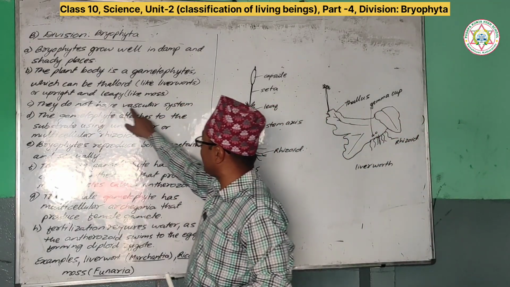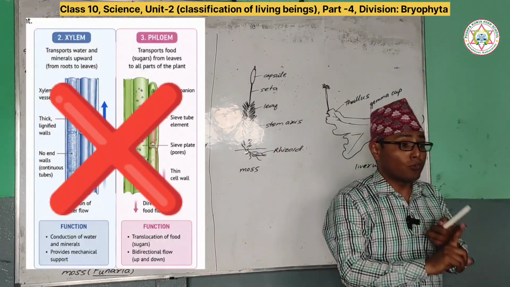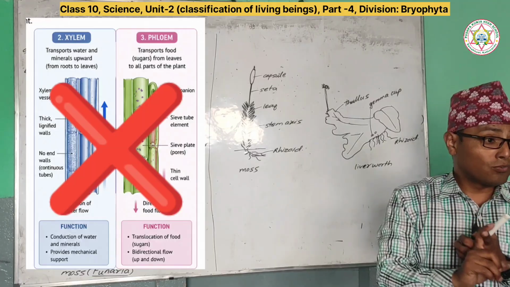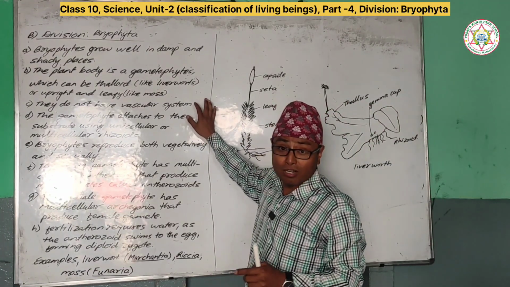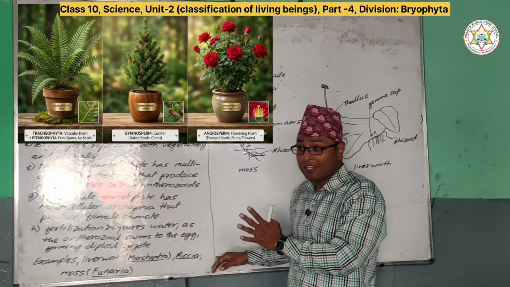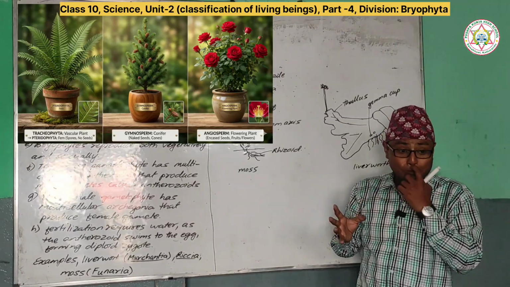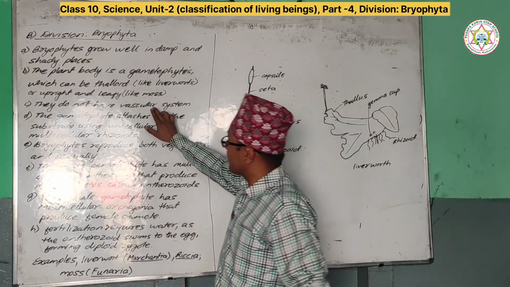They do not have a vascular system, so they do not have xylem and phloem. Vascular system means xylem and phloem. They do not have vascular tissue. That's why they do not come under Tracheophyta. After this we will study division Tracheophyta. The word Tracheophyta came from vascular tissue, xylem and phloem. That's why these plants are non-vascular.